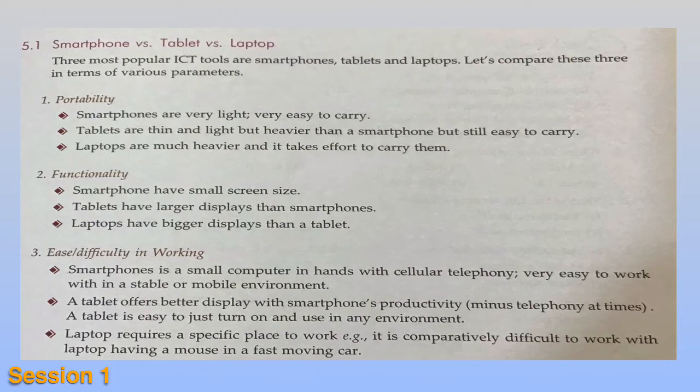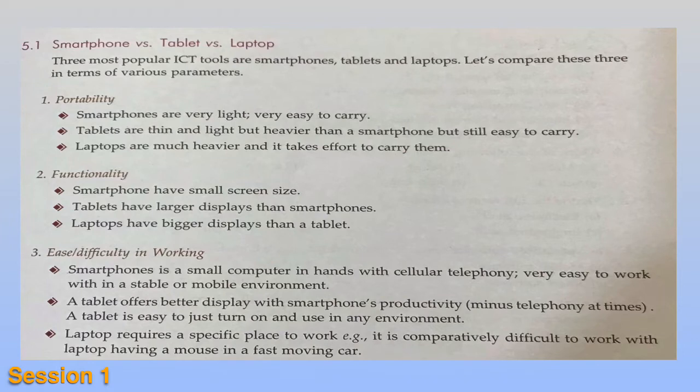Tablets are thin and light but heavier than the smartphone, but still easy to carry. Tablets are bigger than the smartphone, but not as big as the laptops. All three are portable. All three can be carried outside to work, because all of them have power backup. But still, in terms of weight and portability, these three are different. Smartphones are the lightest, then the tablets, and then the laptops.